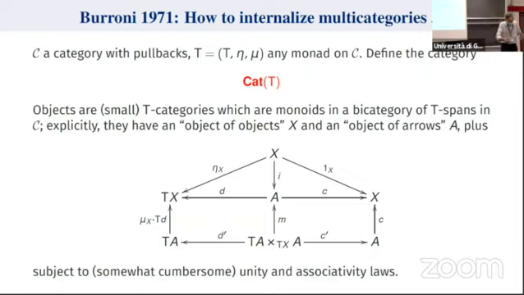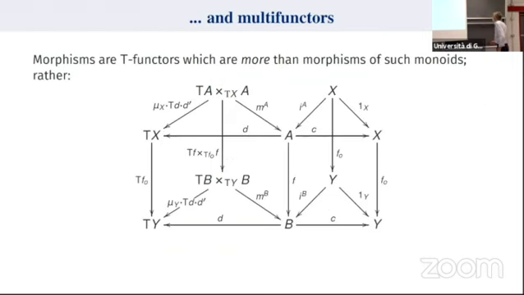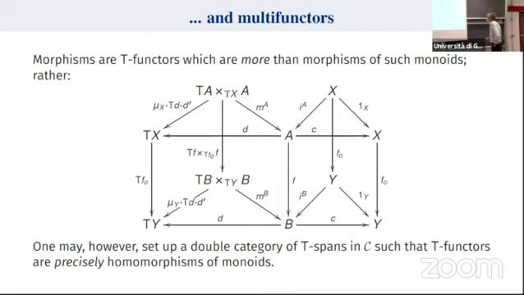Associativity, you have to deal already with more pullbacks because you have to have not only composable pairs, but composable triples, which makes it a little bit cumbersome. And morphisms come with an object part, F lower circle, from X to Y, and an arrow part F, and they satisfy these commutativity conditions.